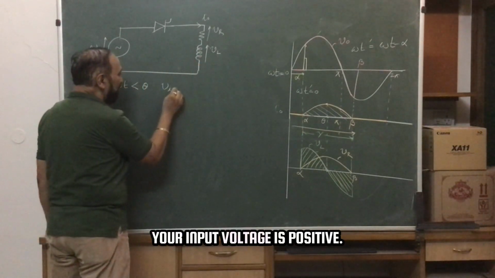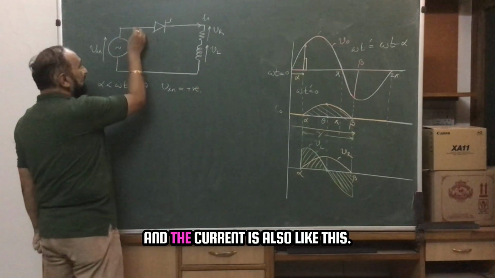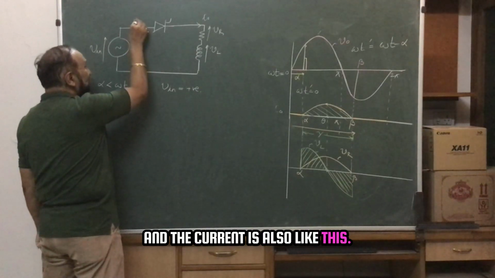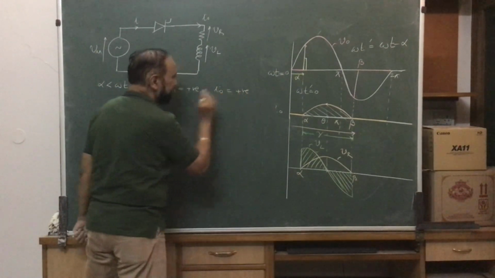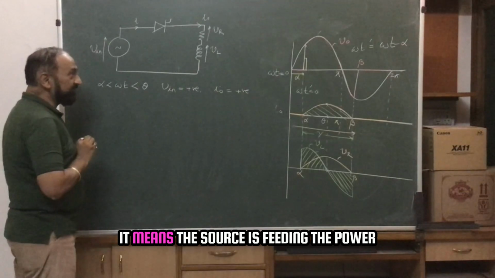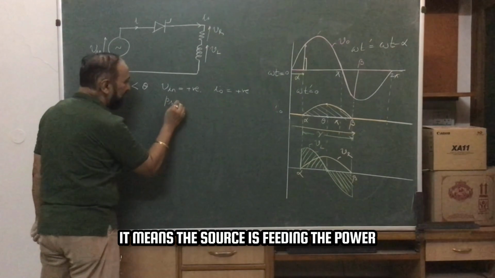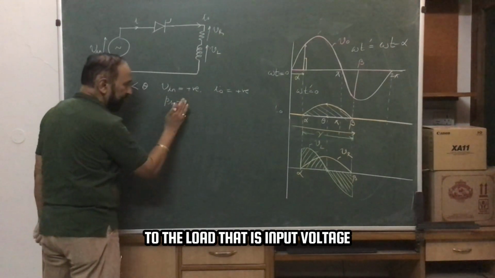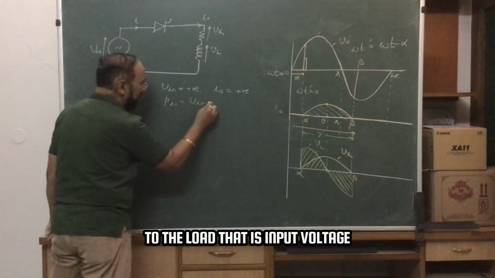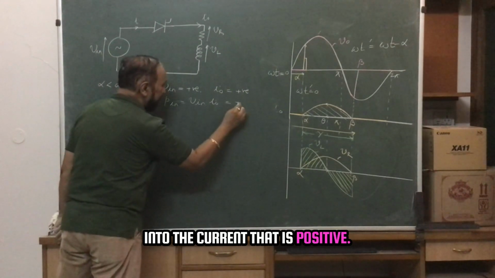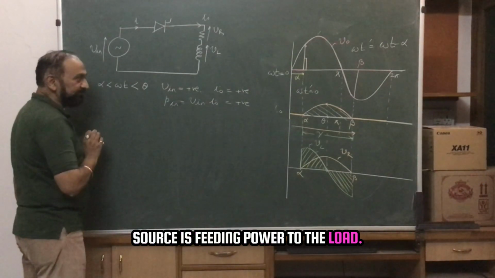your input voltage is positive and the current is also like this, positive. Output current is also positive. It means the source is feeding the power to the load, that is input voltage into the current, that is positive. Source is feeding power to the load.